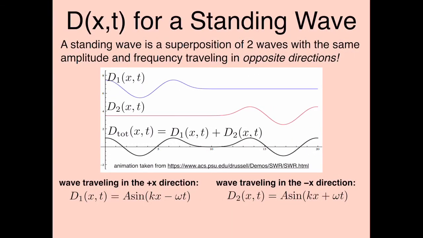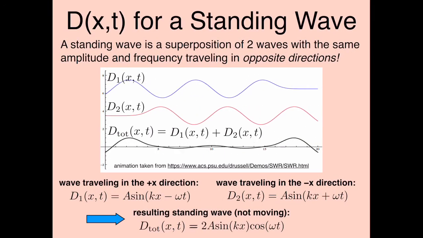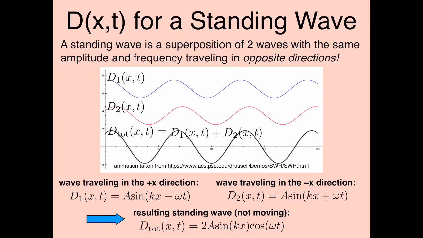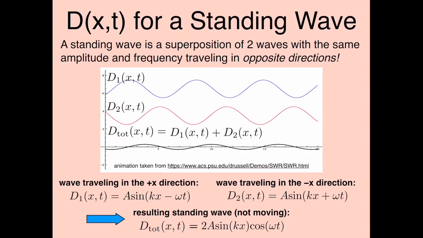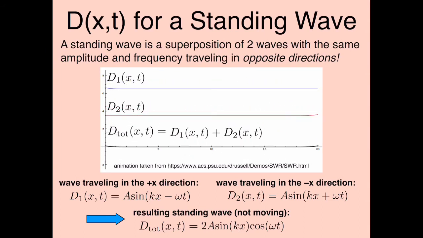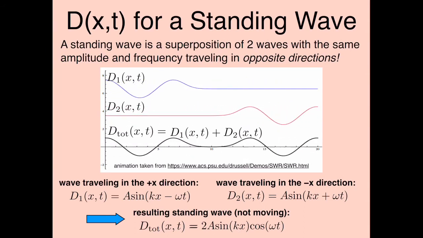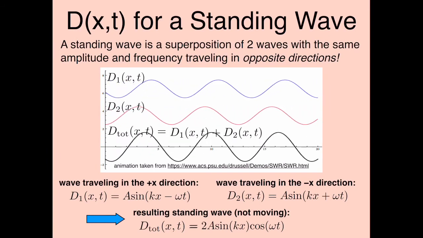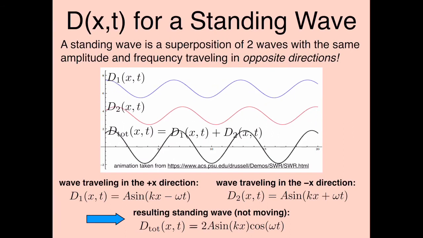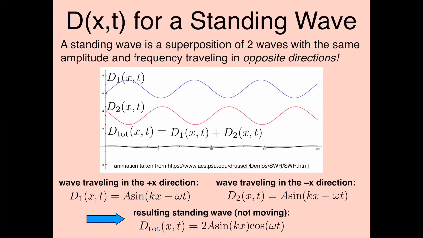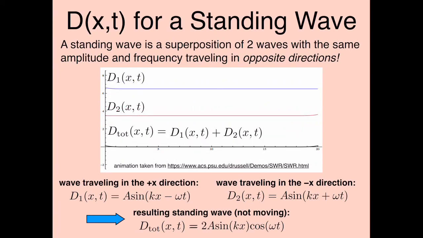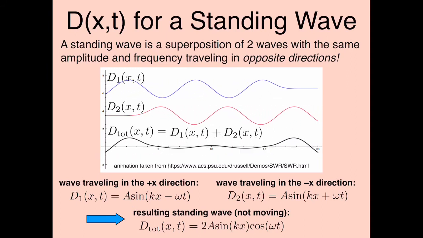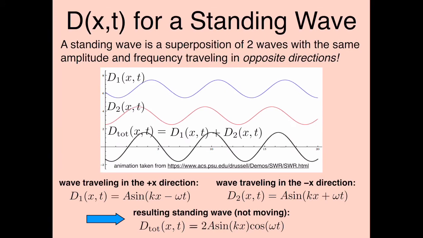Okay, so here's the result. When we think of a standing wave as a superposition of two waves that have the same amplitude and the same frequency that are traveling in opposite directions, the result we get when we add those two waves together is d total of x and t is equal to 2a times sine kx times cosine omega t. So that's what the standing wave, which is not moving, looks like when we add the two oppositely traveling waves together.